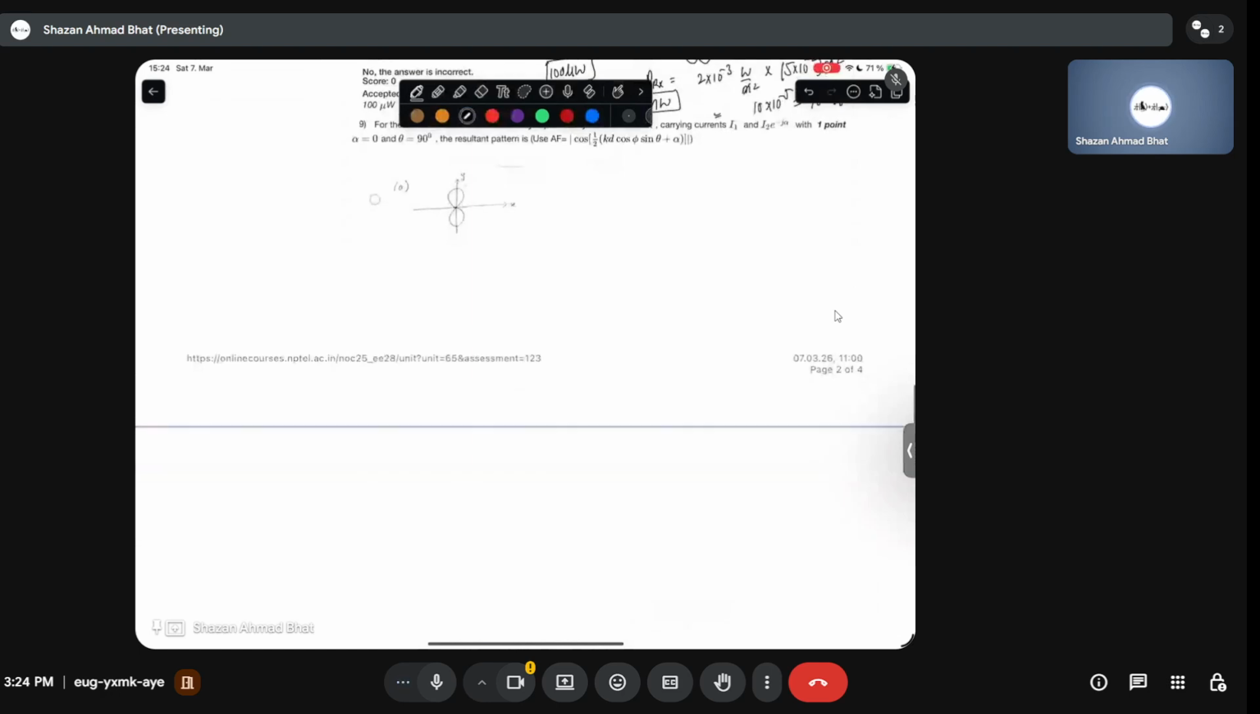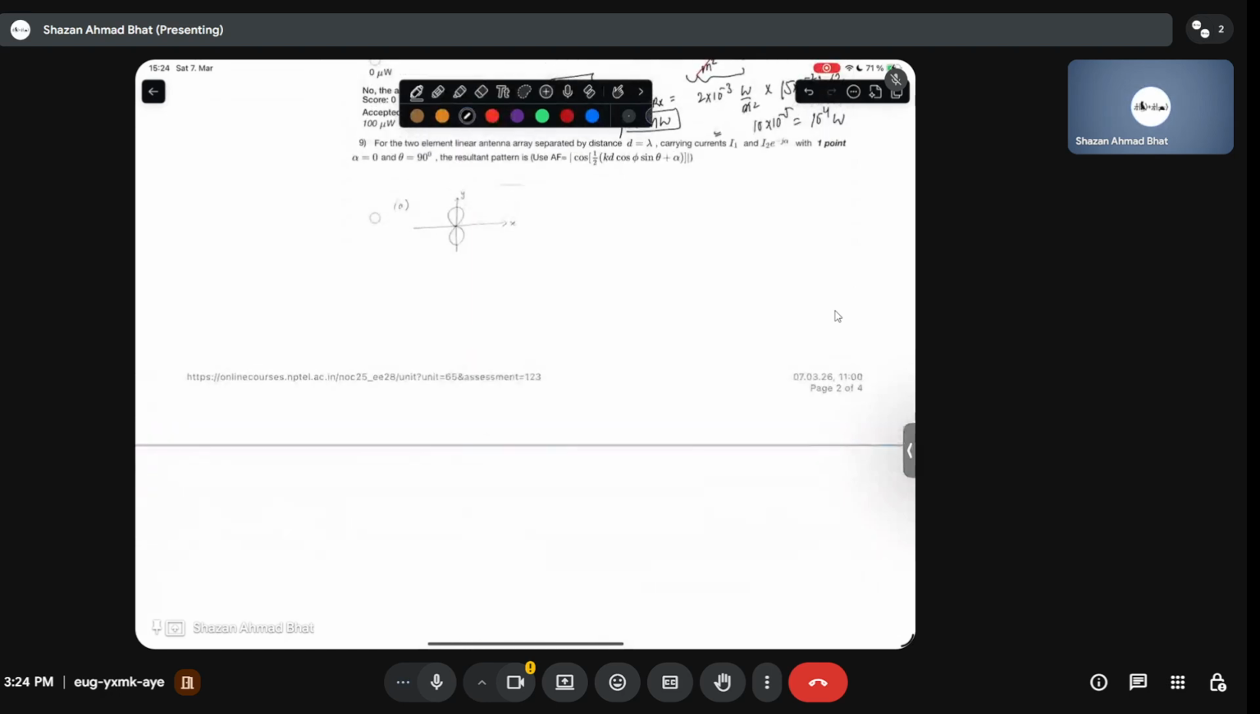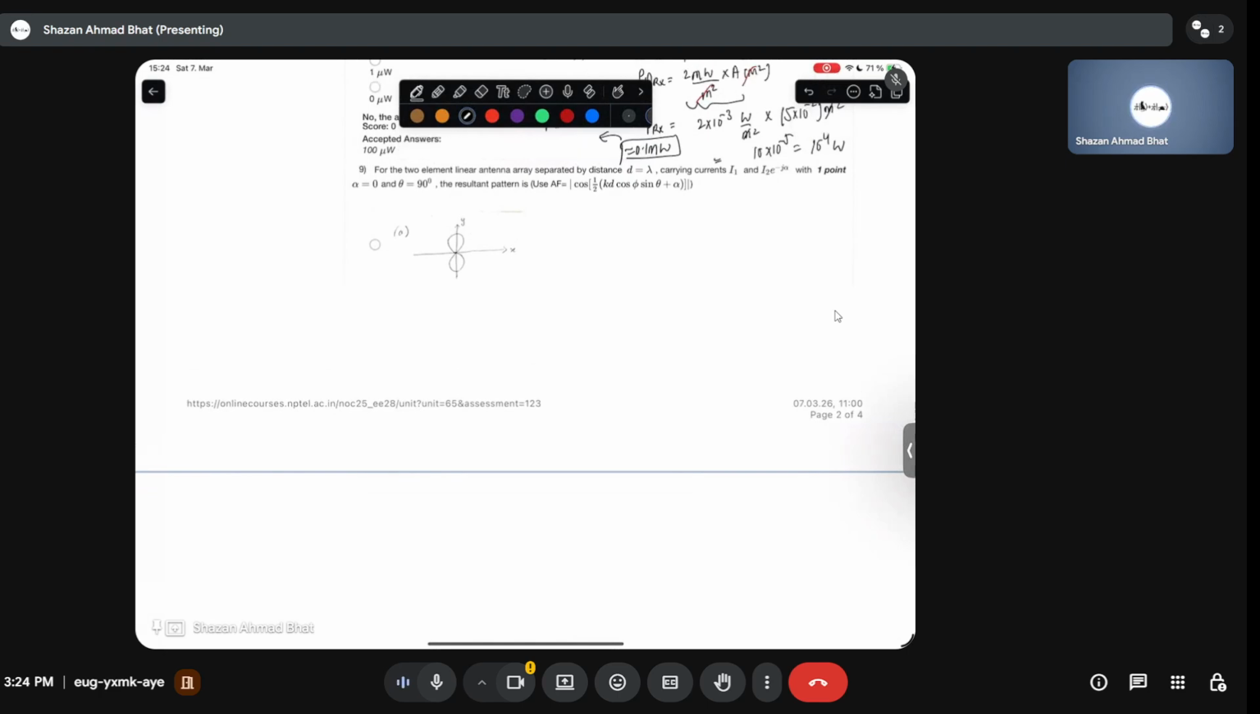So now what do we have? For the two-element linear antenna separated by a distance of lambda. So now you have a linear antenna, but there are multiple radiating elements. So this is something called a two-element radiating antenna. It can have multiple elements.